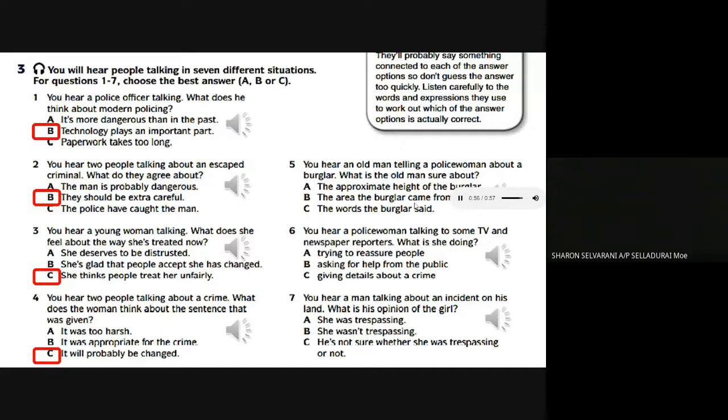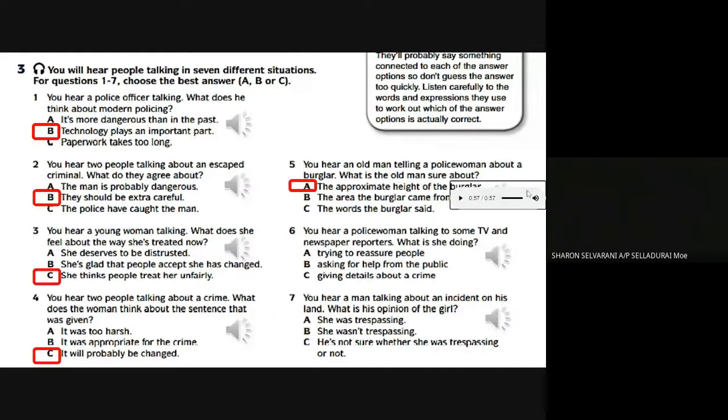Okay, you see, just now he used a lot of expressions of doubt, like I can't swear to it. So the question is, what is the old man sure about? I think it's A, the approximate height of the burglar. All right, let's check our answer. Yes, that is the answer. He was sure about his height. He didn't know where he was from, maybe from here or there. He's not very sure. Even about the words, he said he wasn't sure what he said.